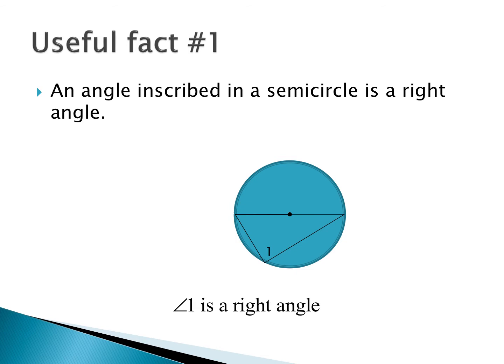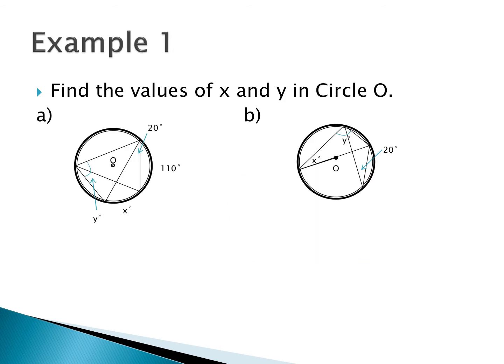Useful fact number 1, this is really based off of what we've already seen in the notes, that an angle inscribed in a semicircle is a right angle. So notice here, we've got this angle that is inscribed in the semicircle, because here's the diameter, making this angle 1 a right angle. So if an angle is inscribed in a semicircle, it's a right angle. Because again, remember, the arc measure of the semicircle is 180, and then the inscribed angle measure will be half of that, which makes this 90 degrees.